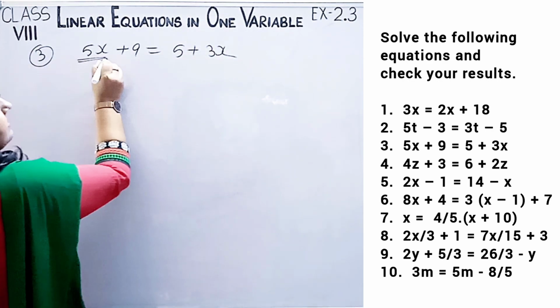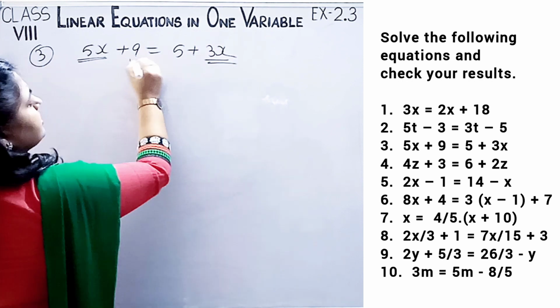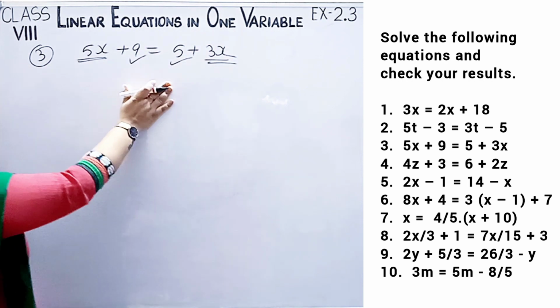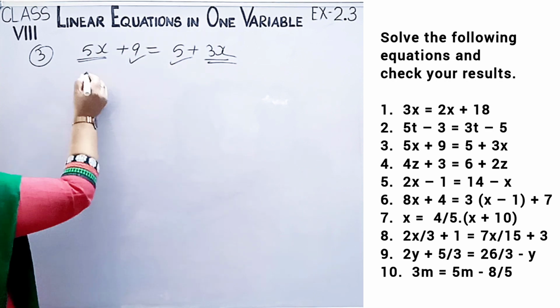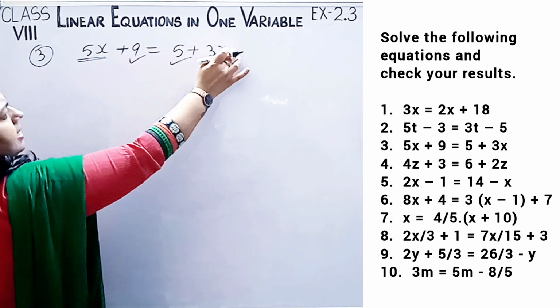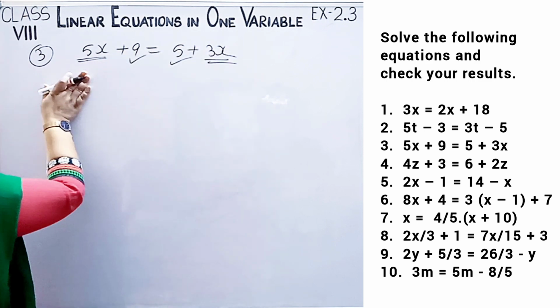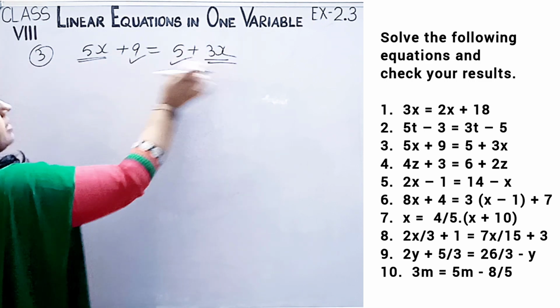Question number 3. 5x plus 9 equal to 5 plus 3x. So 5x is the variable part, 3x is the variable part, and the rest are constant parts. First we will separate variables from constants. So now transposing 3x from right to left. This is a plus sign, so it will become minus.